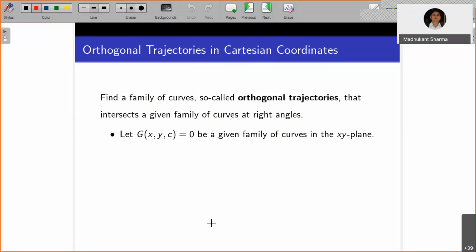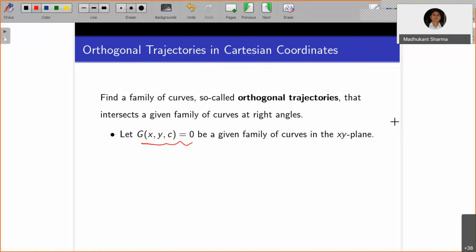You have been given a family. Orthogonal trajectory means that in that family of other curves, you take the angle between those curves and the original curve, and that angle will be a right angle. So when you take the Cartesian coordinates, let's say this is a one parameter family g of x comma y comma c equals 0, a given family of curves in the xy plane.